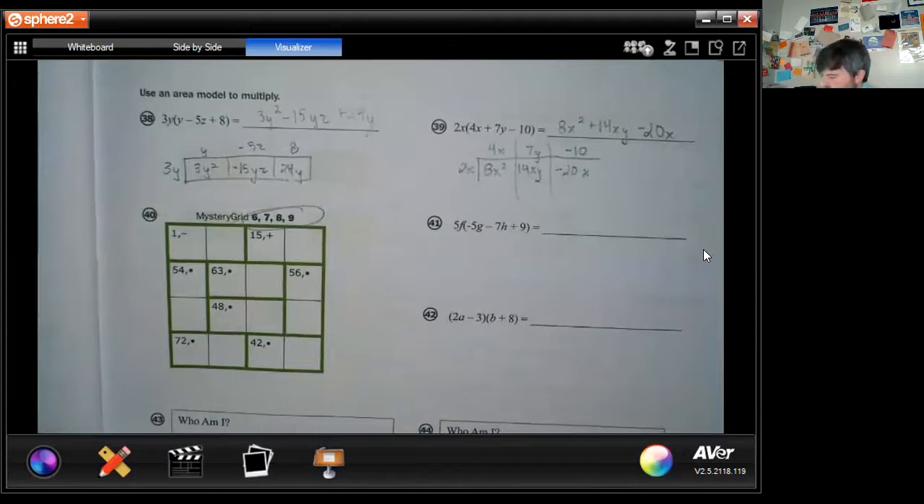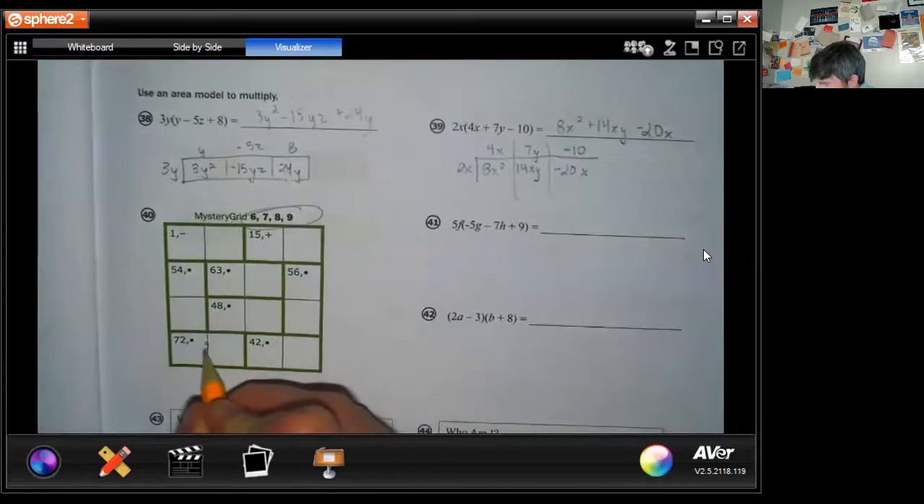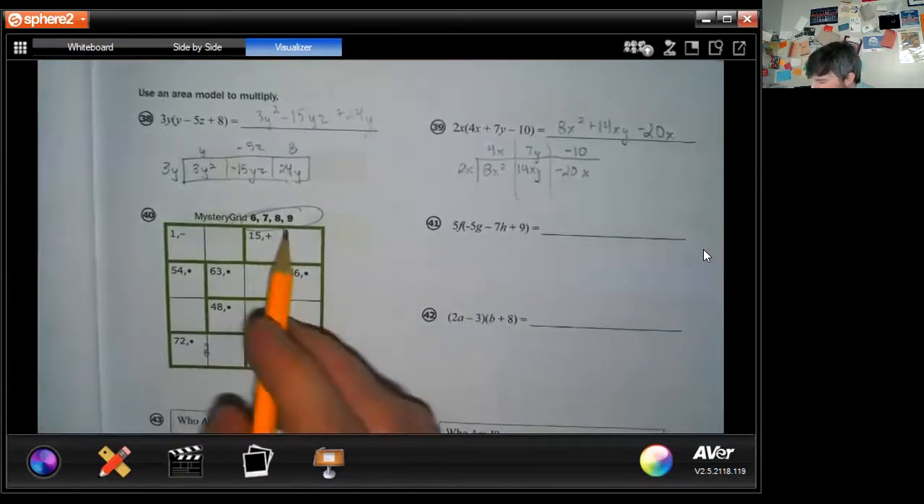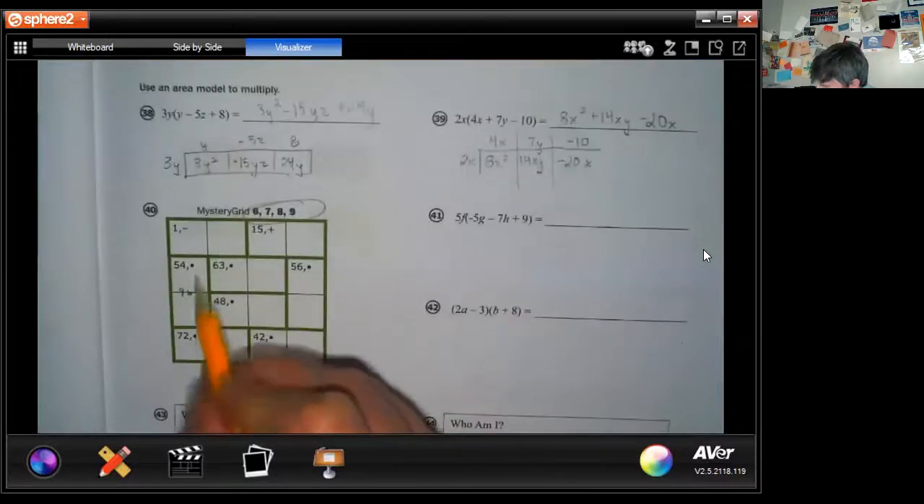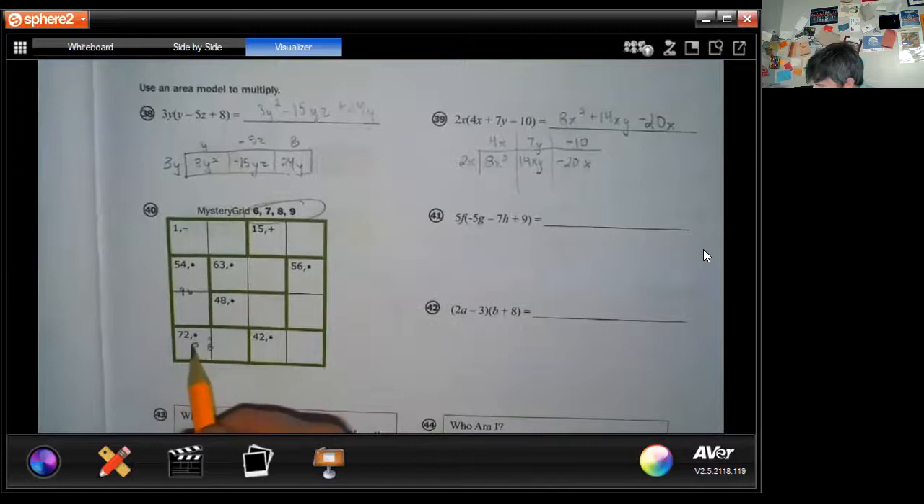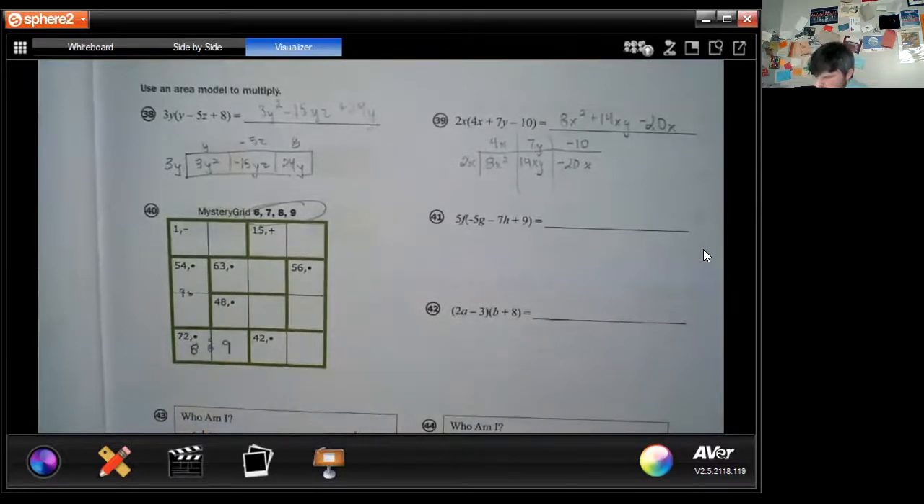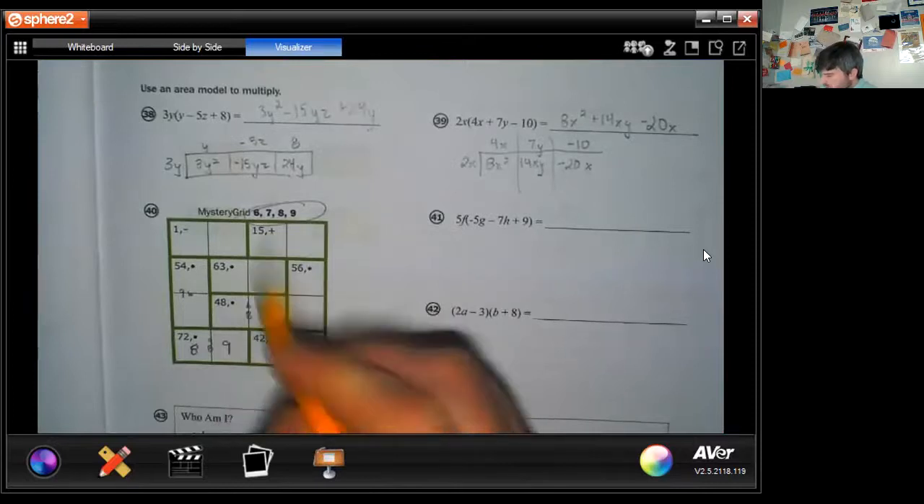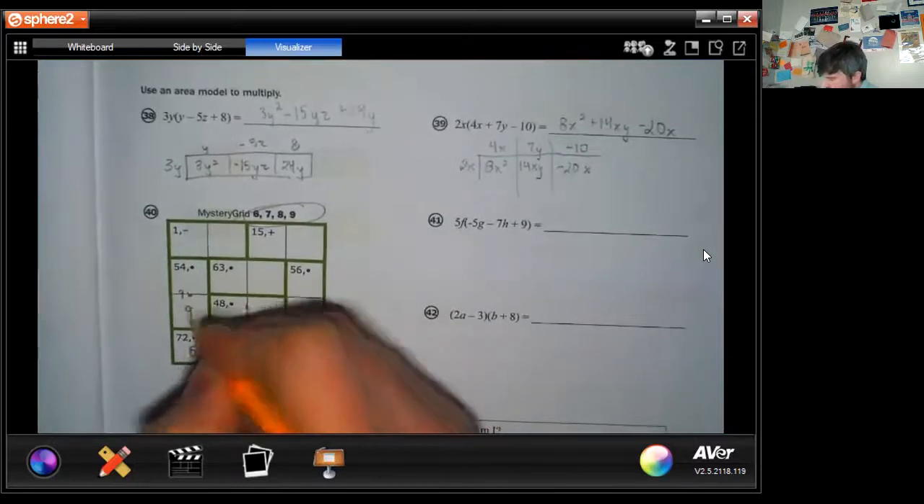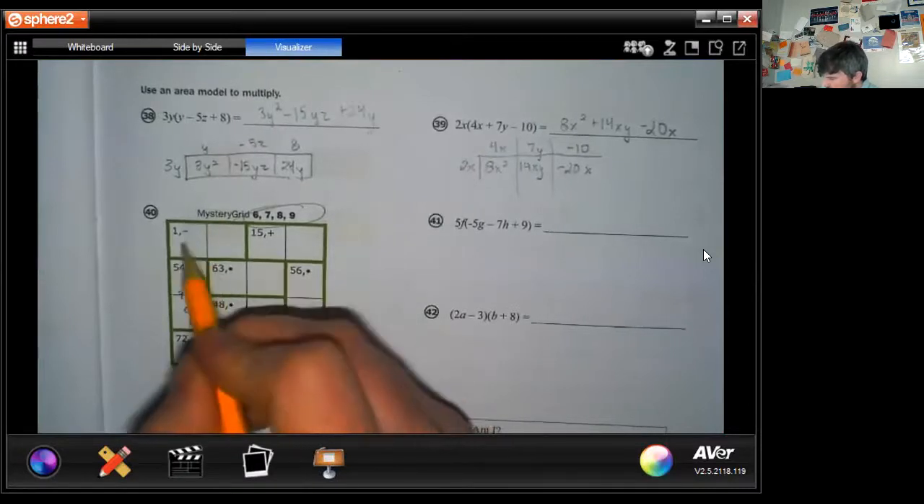Let's look at maybe some multiplication here. 72, that would be 9 times 8. 54 would be 9 times 6. So I know a 9's going in this column. So this can't be a 9. This must be an 8 and a 9. 48 would be 6 times 8. Okay, so I know 6 is going here. So this must be 9 and then 6. So 9, 8, this has to be a 7.